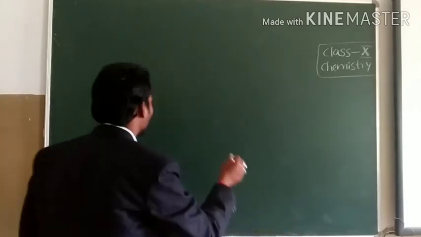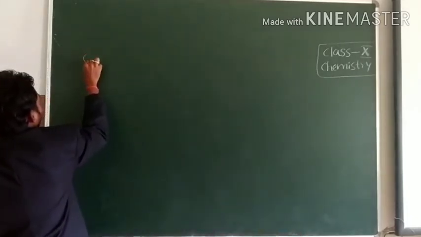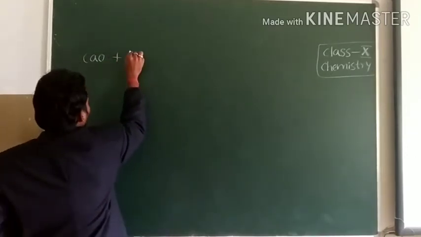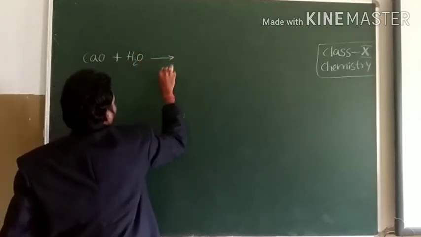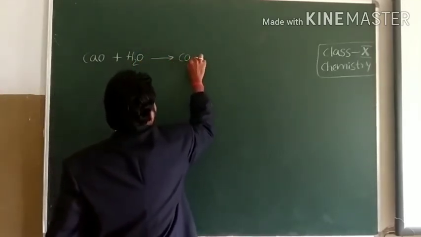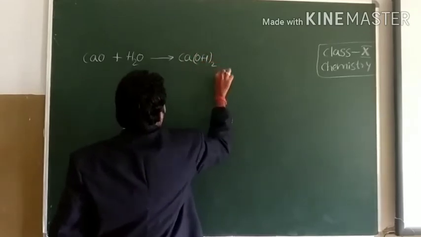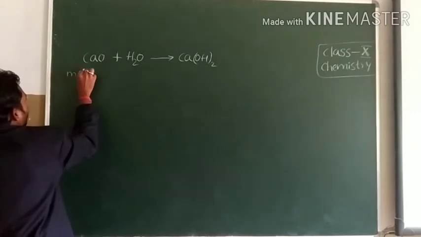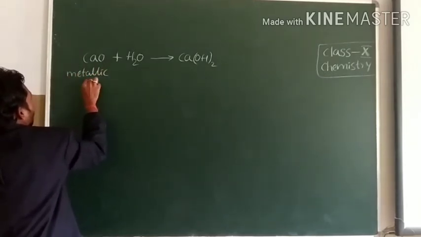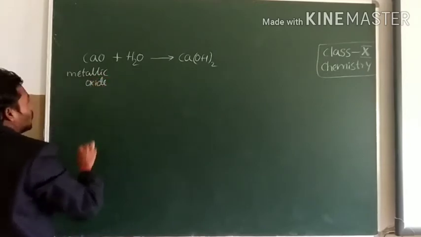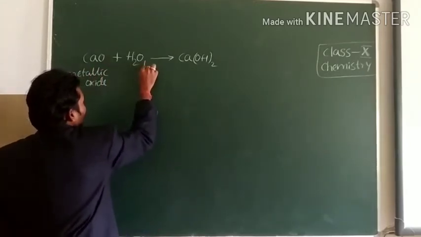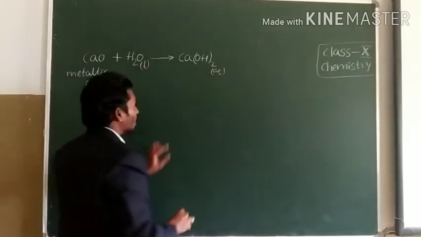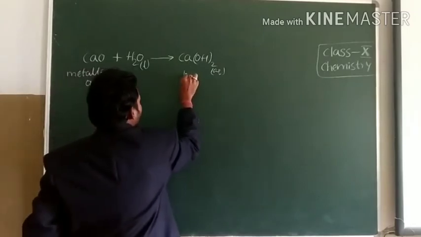Let us see that. Metallic oxides like calcium oxide. When calcium oxide is dissolved in water, it forms calcium hydroxide. Here calcium oxide is a metallic oxide. When calcium oxide dissolves in water, it forms aqueous calcium hydroxide. Calcium hydroxide is basic in nature. It's a base.